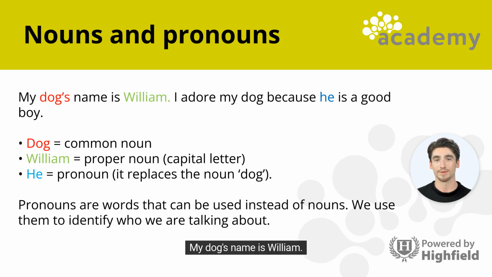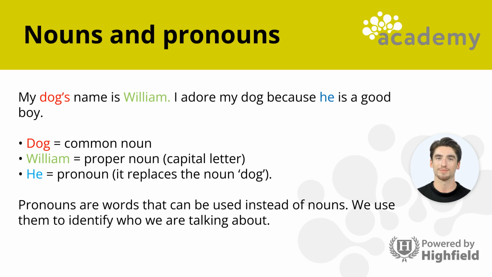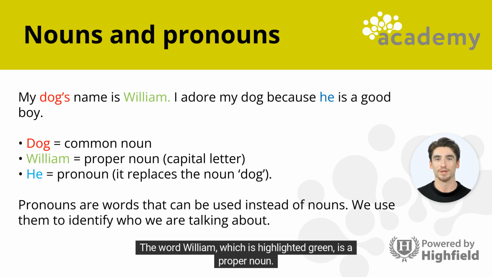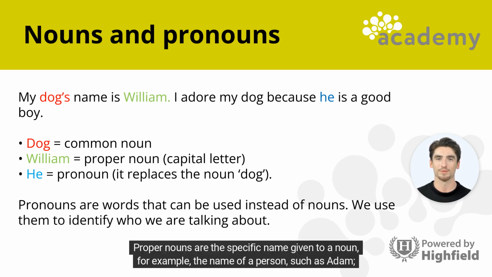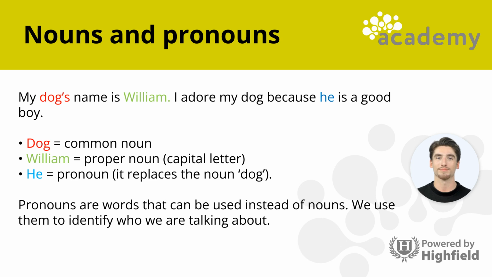Let's look at this example. My dog's name is William. I adore my dog because he is a good boy. The word dog seen here in red is a common noun. Most nouns are common nouns. These are the names of everyday things, such as cat, pencil, or anger. The word William, which is highlighted green, is a proper noun. Proper nouns are the specific name given to a noun, for example, the name of a person, such as Adam, the name of a company, like Highfield, or a place, such as Brighton or London.